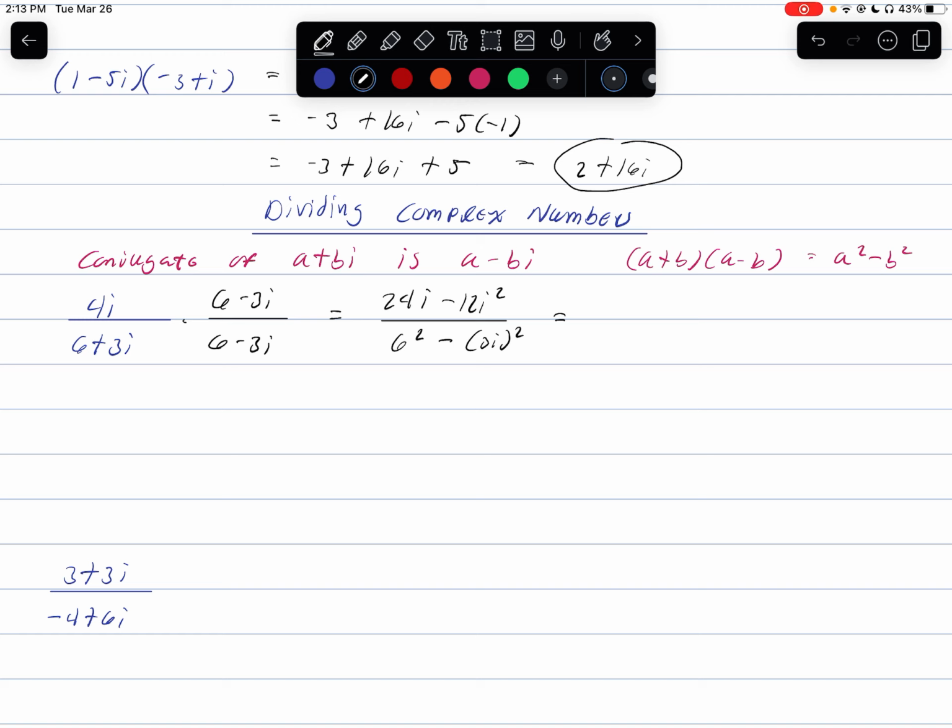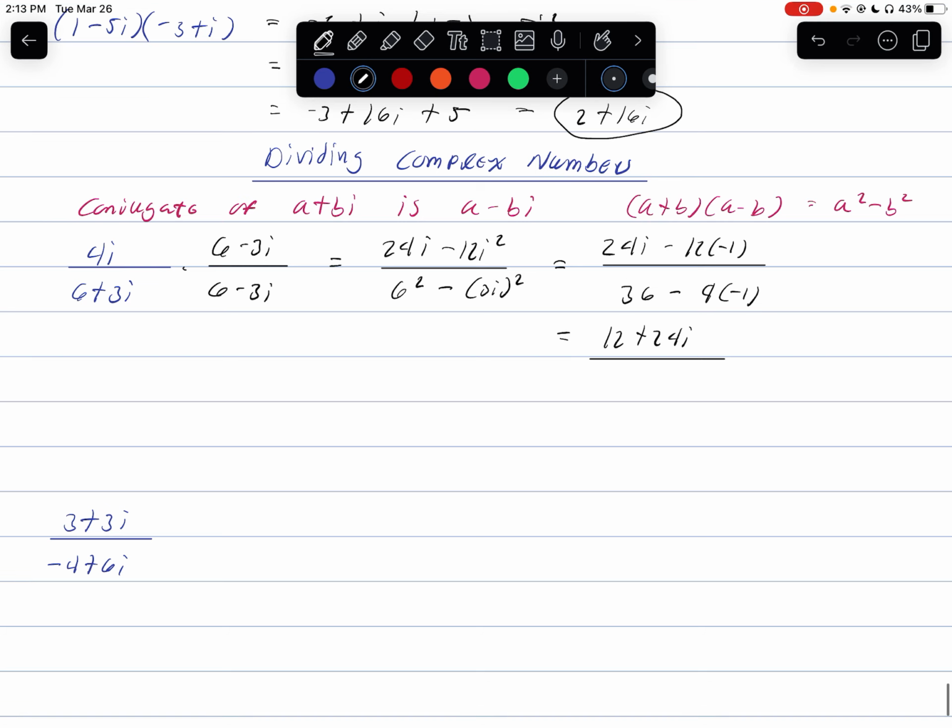So on the numerator, we're going to have 24i minus 12 times negative 1. And this is going to be over 36 minus 9 times negative 1. So that's going to give us 12 plus 24i over 36 plus 9. 36 plus 9 gives us 45.